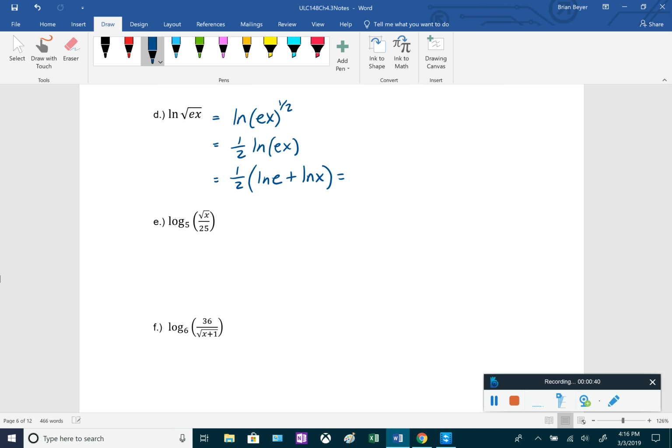And then next, we have to recognize ln of e is equal to 1. So it's 1 plus the ln of x. So it's 1/2 times 1 plus the ln of x. I'm just going to distribute the 1/2 and get 1/2 plus 1/2 ln x.